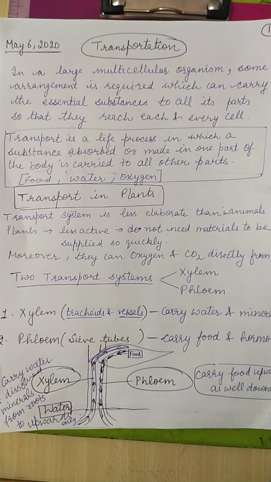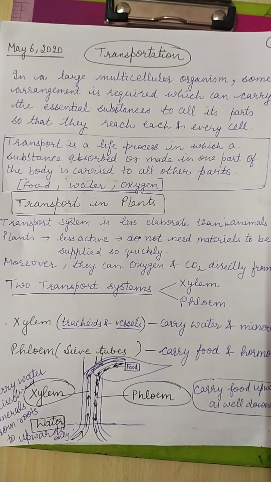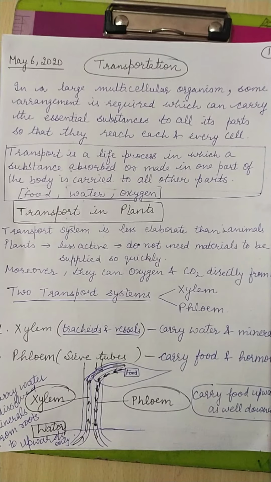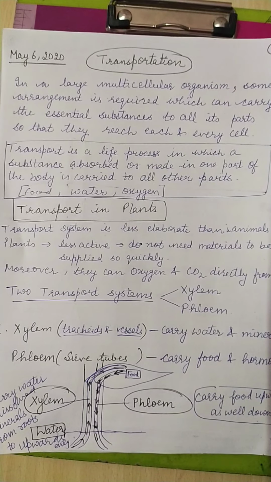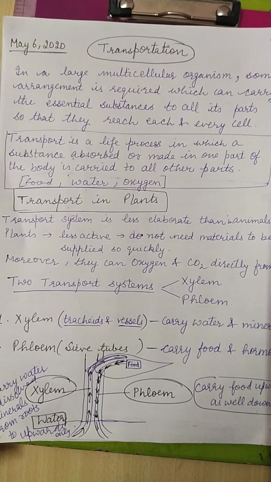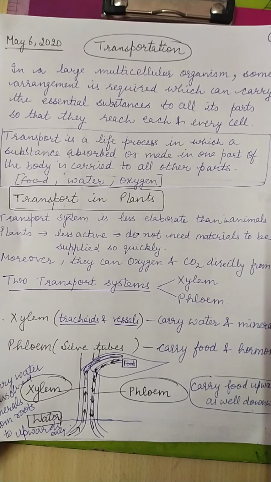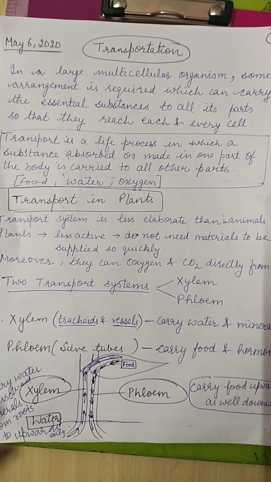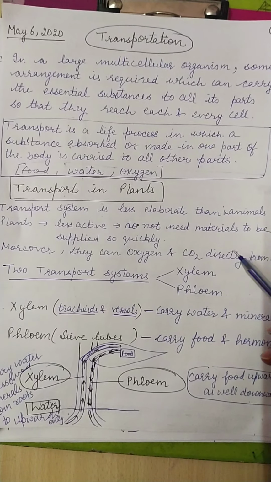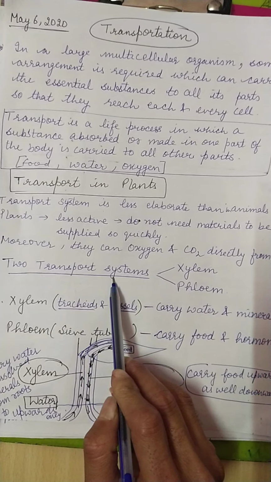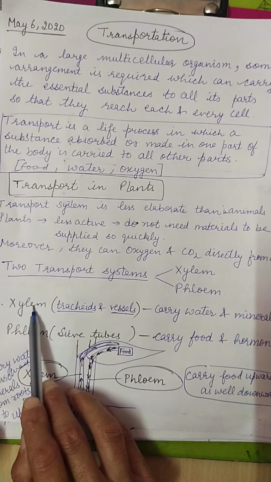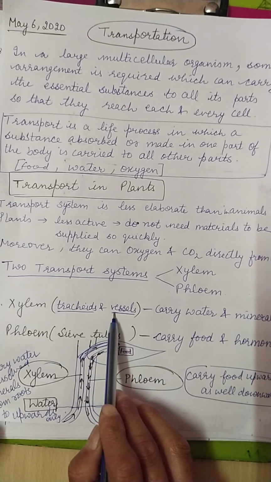Bacha, we were discussing different life processes that are necessary for an organism to survive. We discussed nutrition, we discussed respiration, and the next life process which is extremely important is transportation. In my previous video, I discussed the two transport systems which are necessary for transport of substances in plants: the xylem and the phloem. We also discussed the structure of xylem tracheids and xylem vessels.